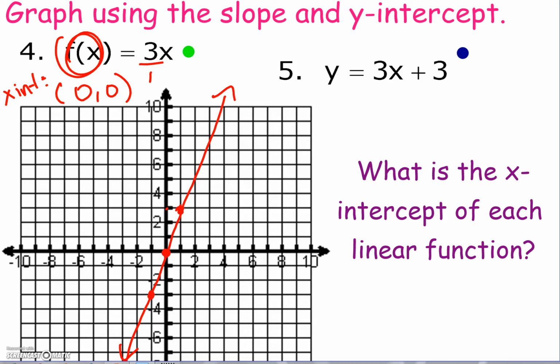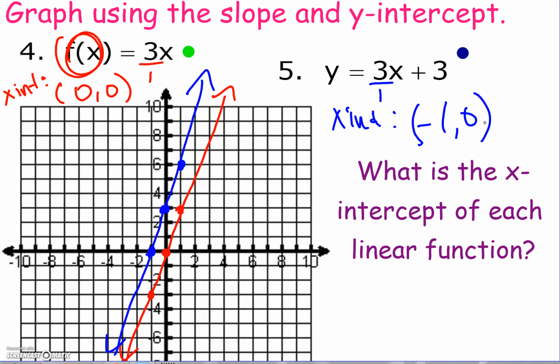So let's draw the next one. I'm going to start at +3, and my slope is 3 over 1. So go up 3, 1, 2, 3, and over 1. Go down 3, 1, 2, 3, and over 1, so it stays positive. Here is my new linear line or linear function, so my x-intercept is -1, 0.